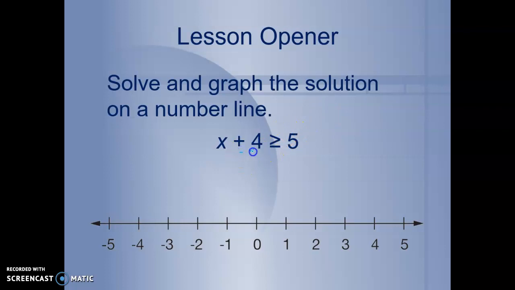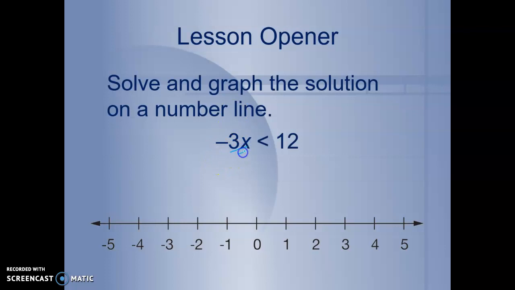To solve for x, we know that we need to subtract 4 from both sides, and when we do that, we get x is greater than or equal to 1. Because it can be equal to 1, we'll put a solid dot at 1, and because it's greater than, we are going to go to the right. So solid dot at 1 with an arrow to the right. How would we graph negative 3x is less than 12?